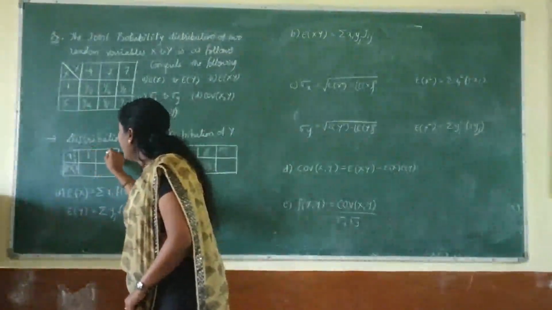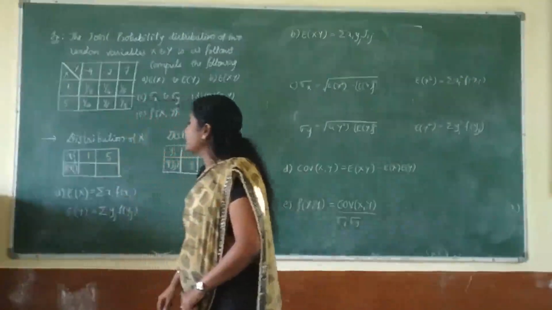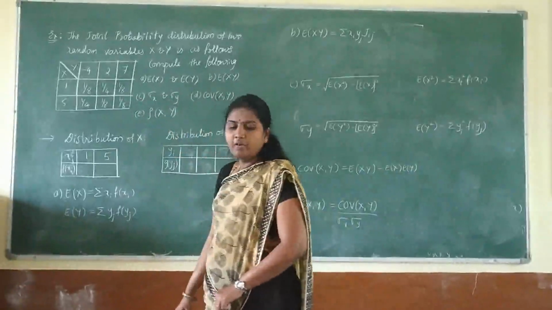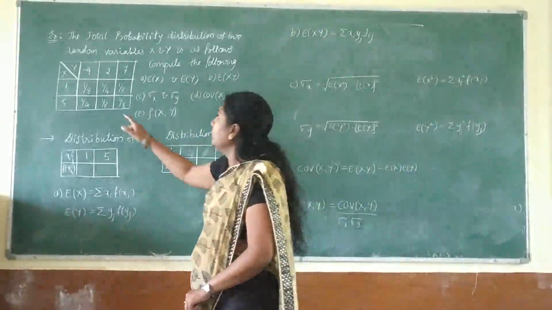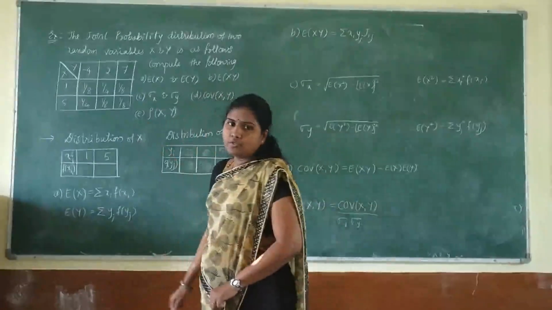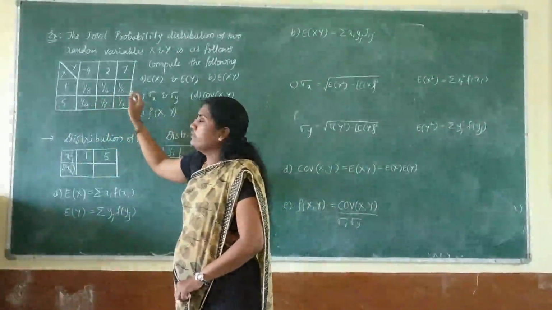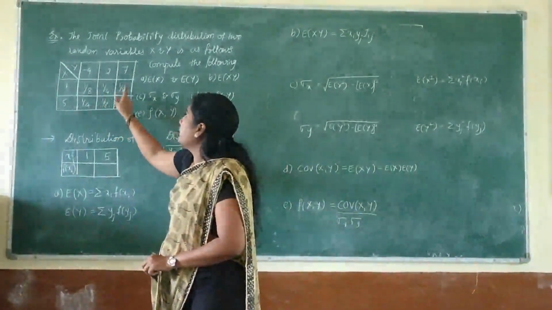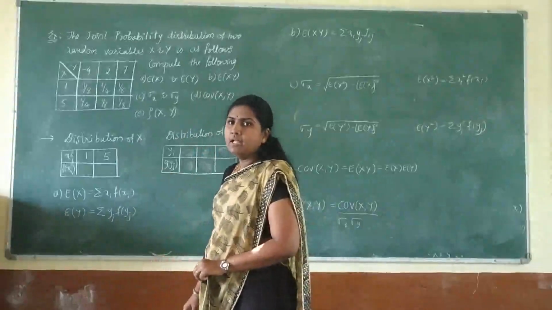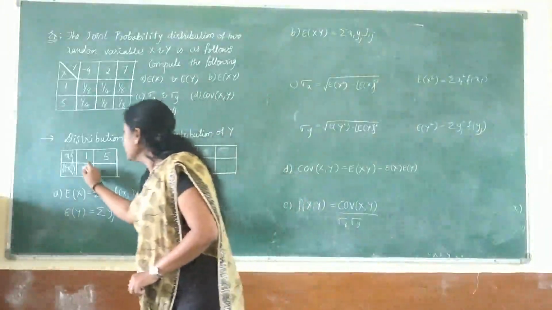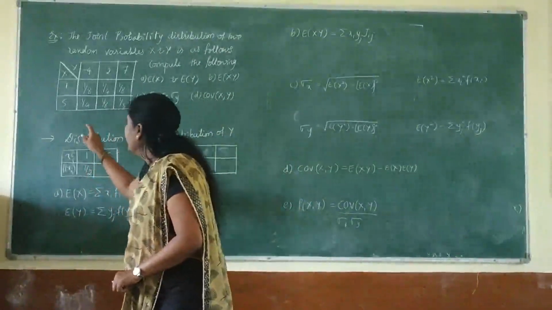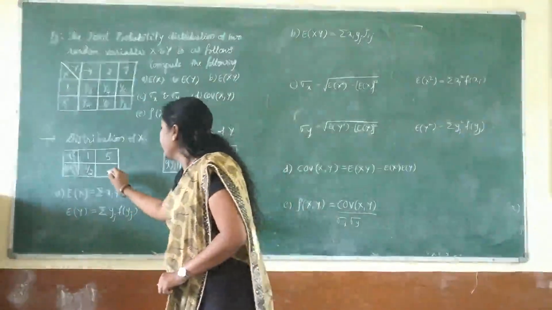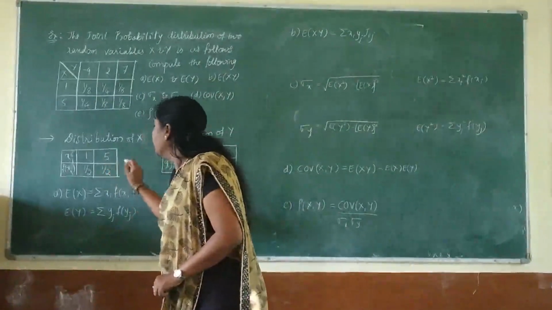Xi's are 1, 5. Next we need to find f of xi. F of xi is nothing but adding the rows. By adding the rows we get f of xi. 1 by 8 plus 1 by 4 plus 1 by 8, just add it. Here we get the value as 1 by 2. Next 1 by 4 plus 1 by 8 plus 1 by 8. Here we are getting it as 1 by 2.